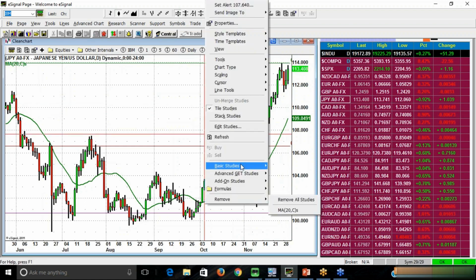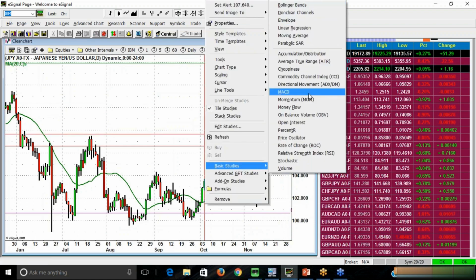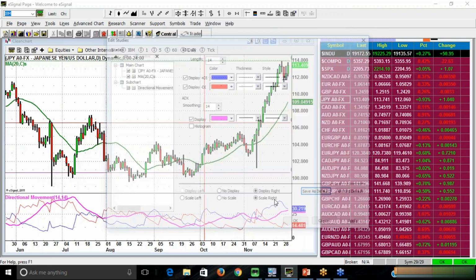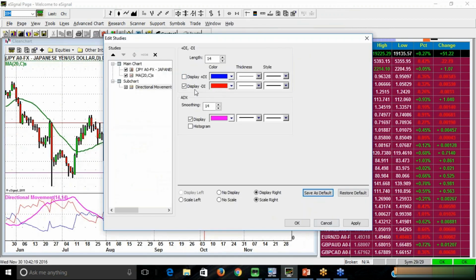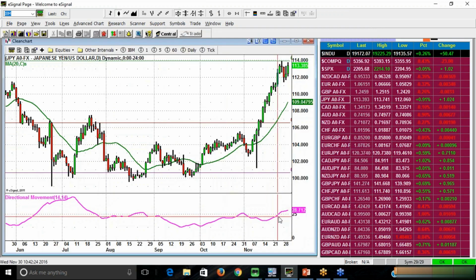ADX measures strength of trends. Generally speaking, we don't need all these blue and red lines, we just use the main ADX indicator. If ADX is greater than 25, the trend is strong. If it's less than 25, the trend is weak.